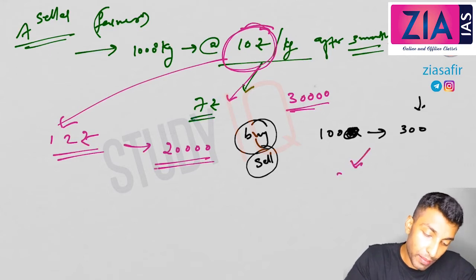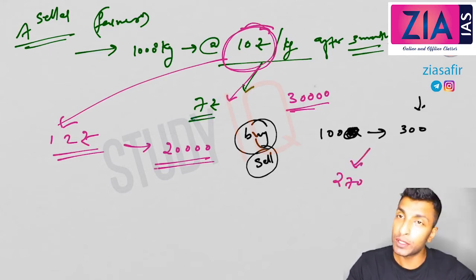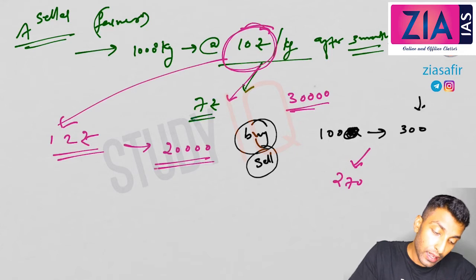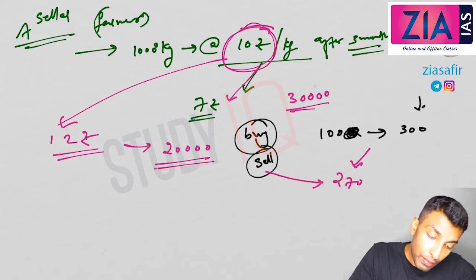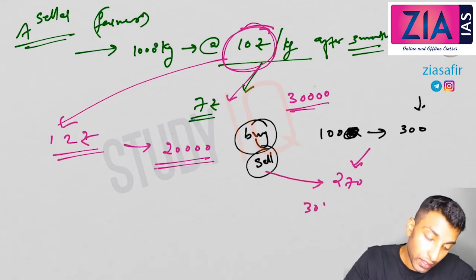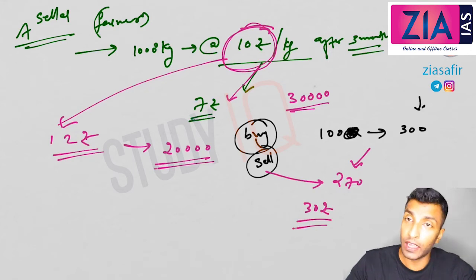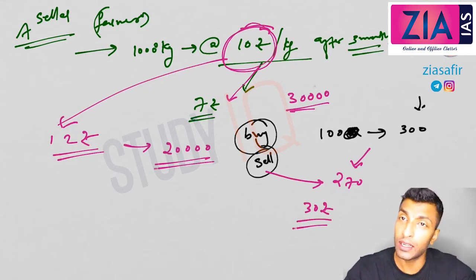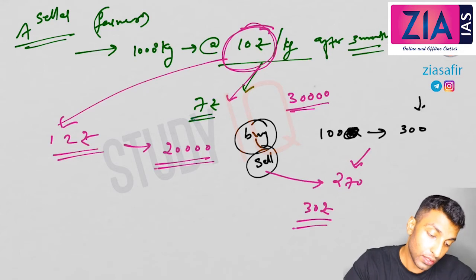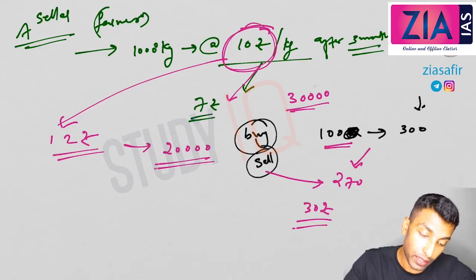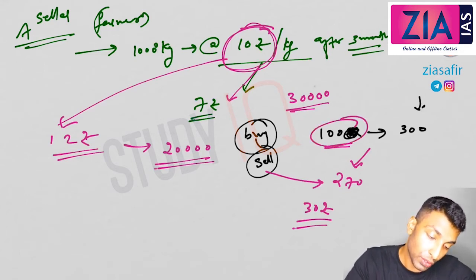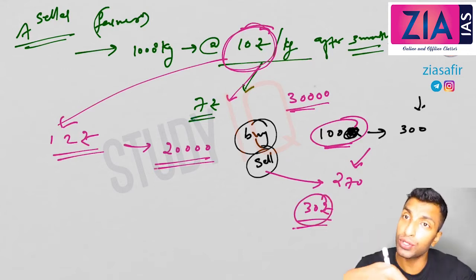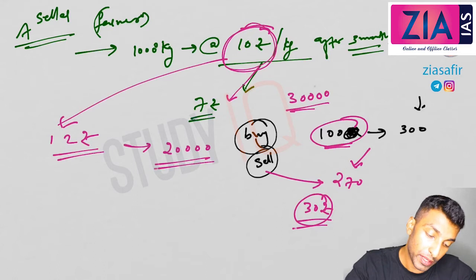If the price comes down to 270, who will benefit? The seller will benefit, right? The seller will benefit 30 rupee per share. That means if 1000 shares are there, with 30 rupee profit for each share, 30,000 benefit will be there.